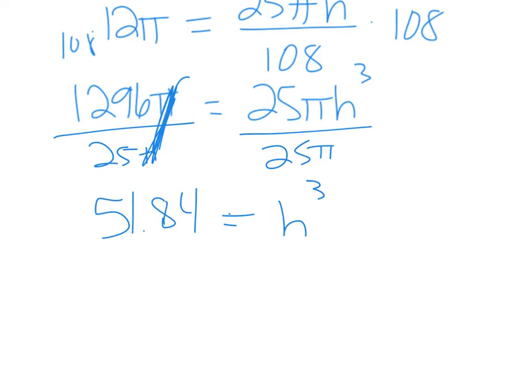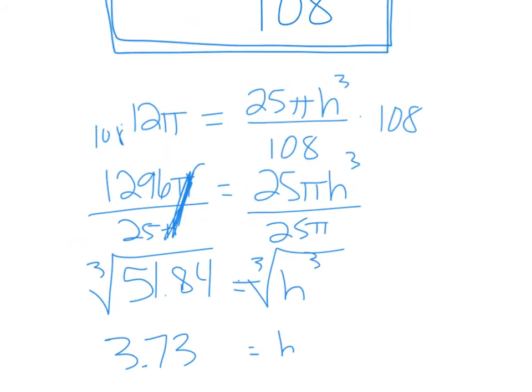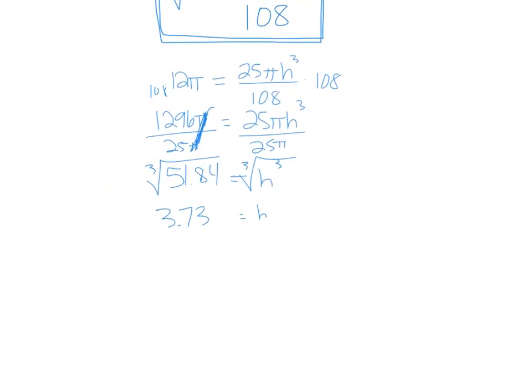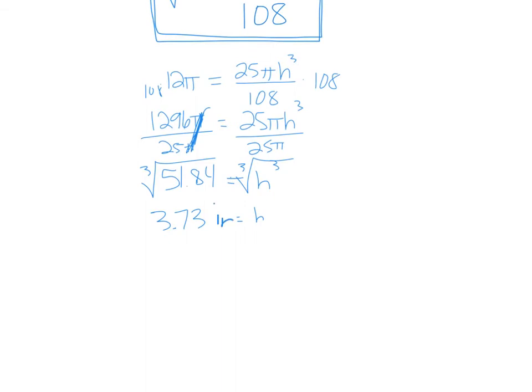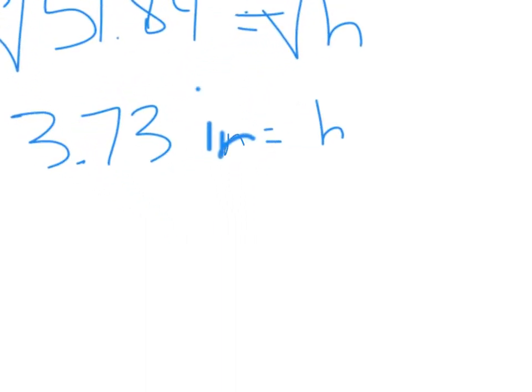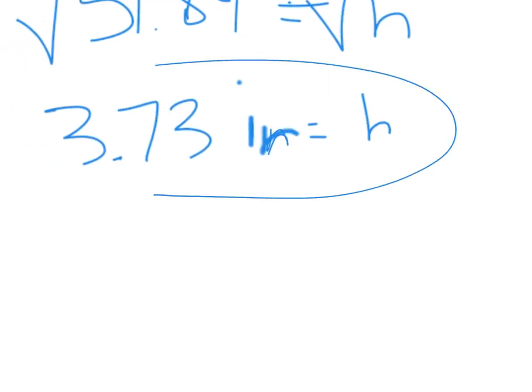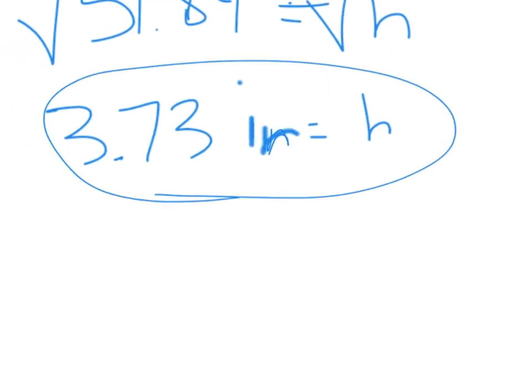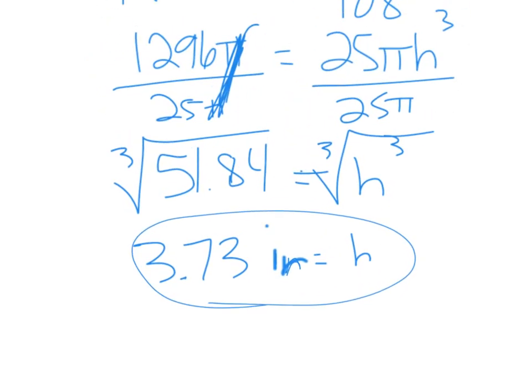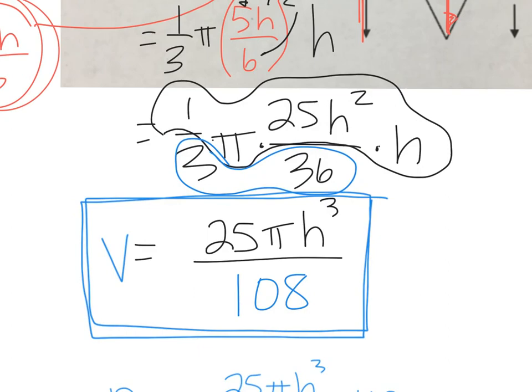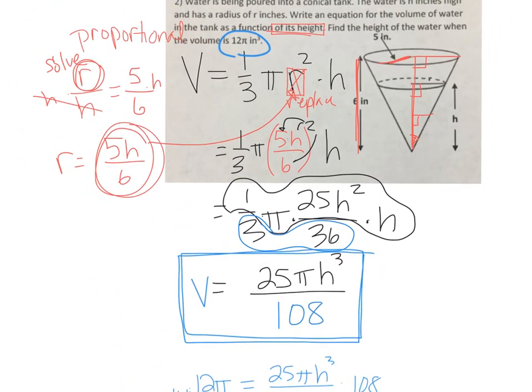equals h cubed. So then our last step is to cube root both sides, giving me a height of 3.73, whatever the units were. In this case, the units are inches. So 3.73 inches is the corresponding height of that water if there were 12 pi cubic inches of water in there. And we're done.